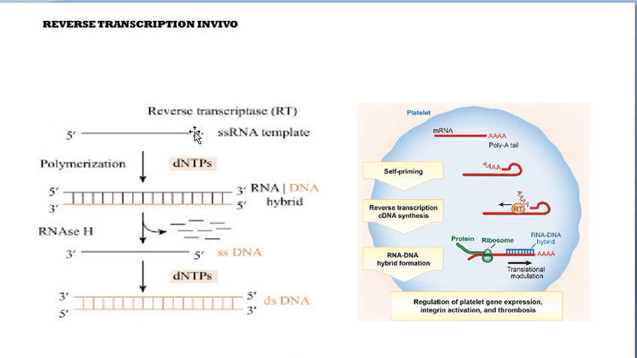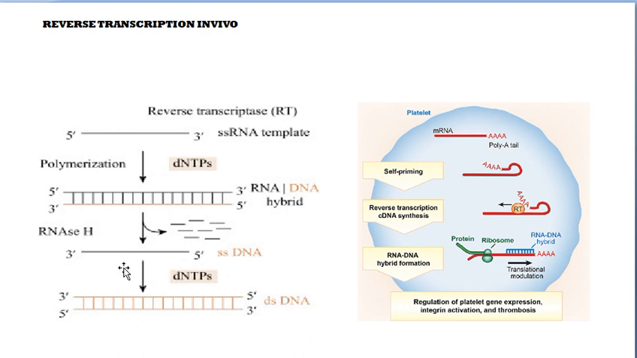Reverse transcriptase enzyme is an RNA-dependent DNA polymerase. That means it uses the RNA and then adds the deoxyribonucleotides. So it adds the complementary nucleotides to the RNA strand. Once the RNA-DNA hybrid forms, the next enzyme, RNase H, will cleave the ribonucleotides, and at the end of this we will have a single-stranded DNA.